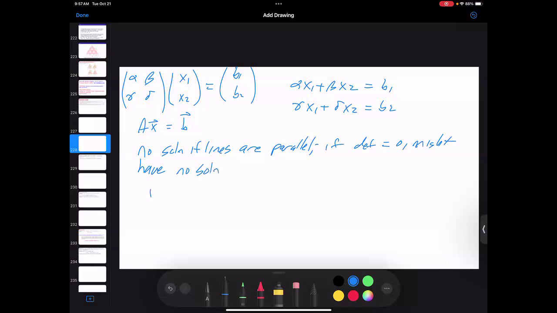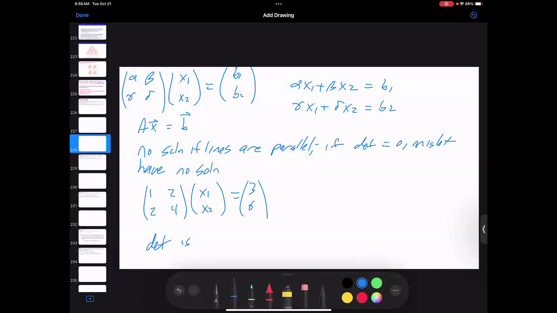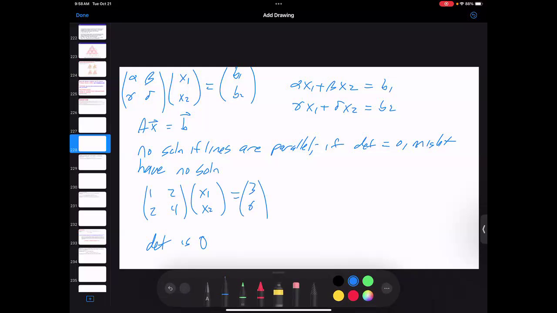If I give you, for example, 1, 2, 2, 4, x1, x2 equals 3, 6. What's the determinant? So what would be the determinant of the 2 by 2 matrix? 0. Is there a solution?